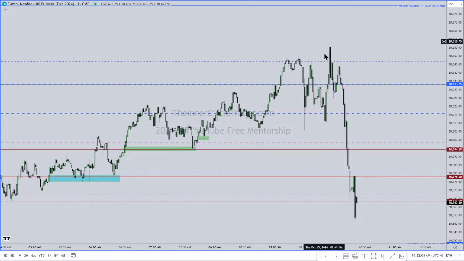It went to the upper quadrant of that daily SIBI, sweeping the relative equal highs here, and here. What did they leave? What's above that? Buy side.